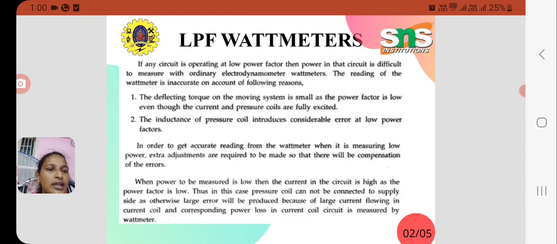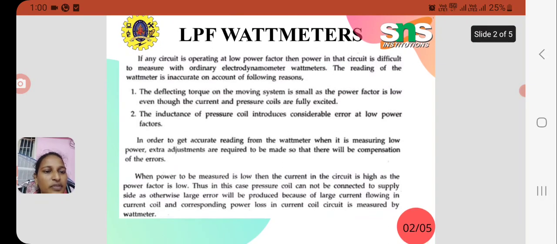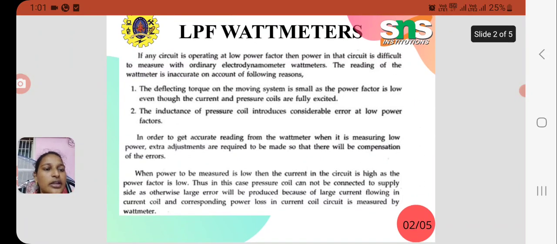So in order to get accurate readings, it is mandatory to measure low power with some extra adjustments in the same EDM wattmeter, and that is why we go for LPF wattmeters. LPF wattmeters are a modification of EDM wattmeters where the power to be measured is low but the current in the circuit is high. In this case, the pressure coil cannot be connected to the supply side, as otherwise a large error will be produced, because of the large current flowing, the power loss in the current coil is measured by the wattmeter.